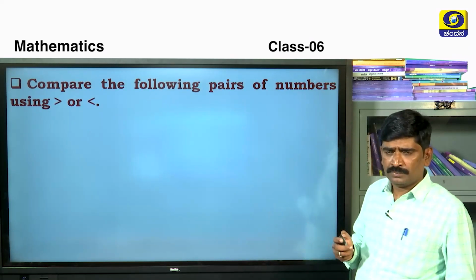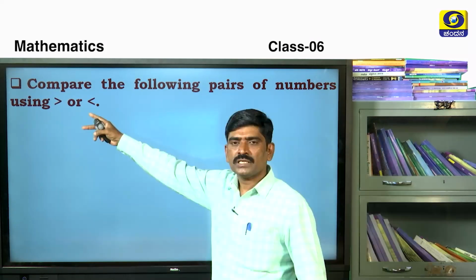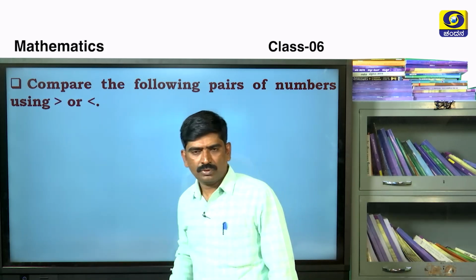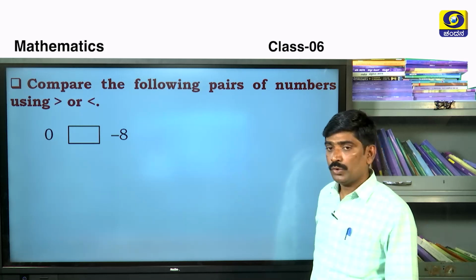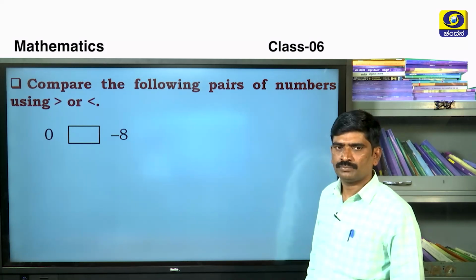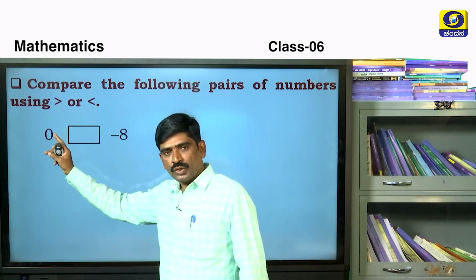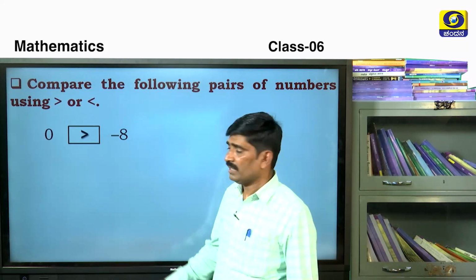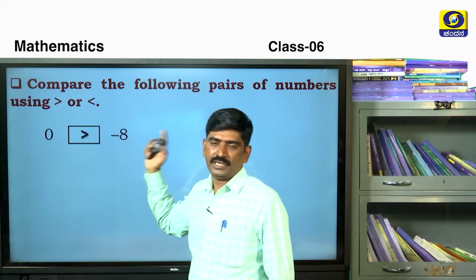Take one example. Compare the following pairs of numbers using the greater than symbol or the less than symbol. Here they have given 0 and -8. Which symbol do we use here? Which is greater here, 0 or -8? 0 is greater than -8. Then which symbol comes? Yes, this one, the greater than symbol. 0 is greater than -8.